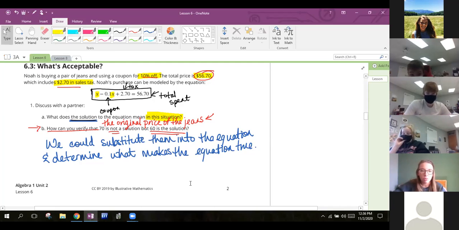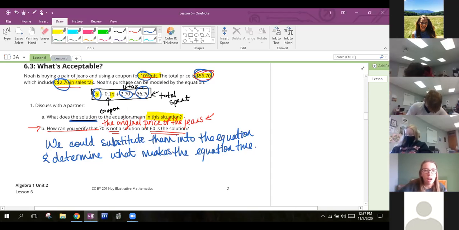Okay, so we kind of broke down our equation, what all the different parts mean. The 0.1 is that 10% coupon. The 270 is our sales tax, and then the 5670 represents the total we spent, whereas the X represents the price of the original jeans. So we're going to need to remember that equation as we move forward in this problem.